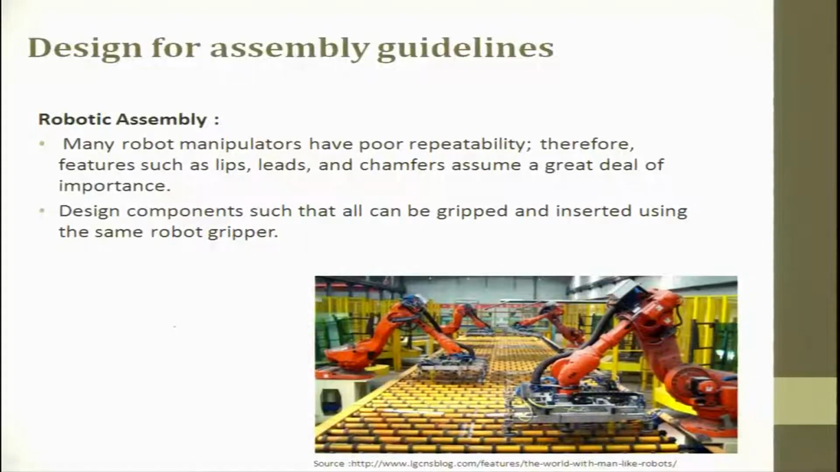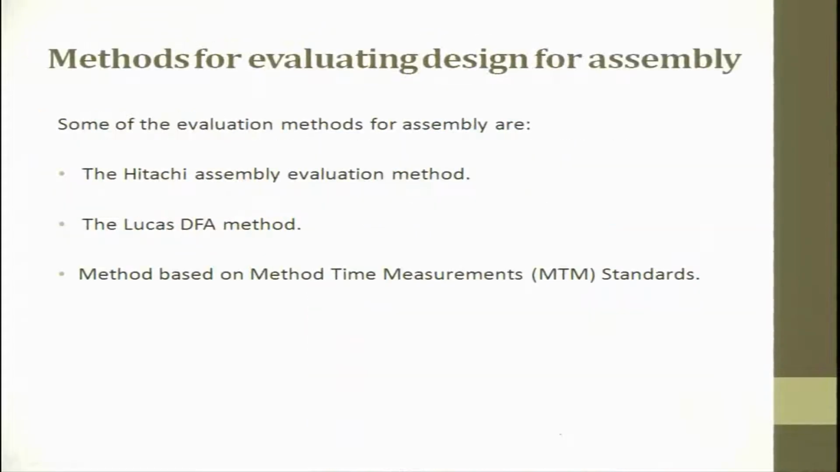So, here you see the robotic assembly. Many robo manipulators have poor repeatability, therefore, features such as slip, lead, and camber assume a great deal of importance. So, these are lips, leads and camber, some of the features of the robo. Design components such that all can be gripped and inserted using the same robo gripper. This is a robo end arm and this is a gripper. The gripper must be made universal such that it can be used both for insertion and removing.